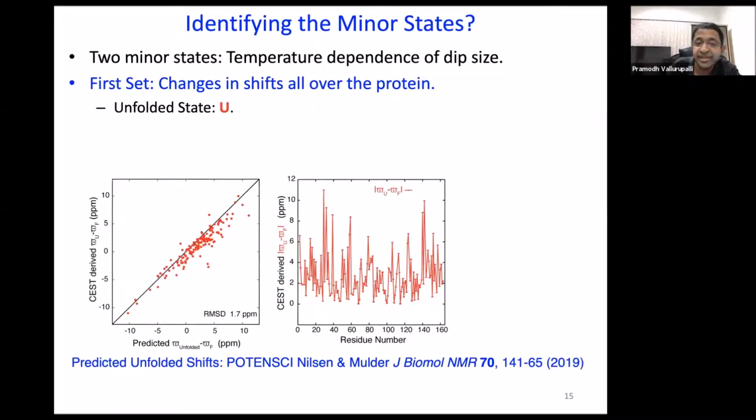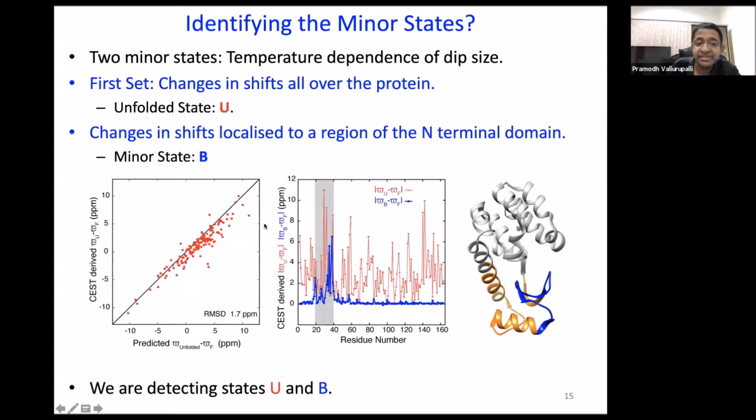And for the second minor state, we found that most of the changes are localized to this blue region of the N-terminal domain. So we'll call this state B for today's talk. So we're detecting this U state and the B state.